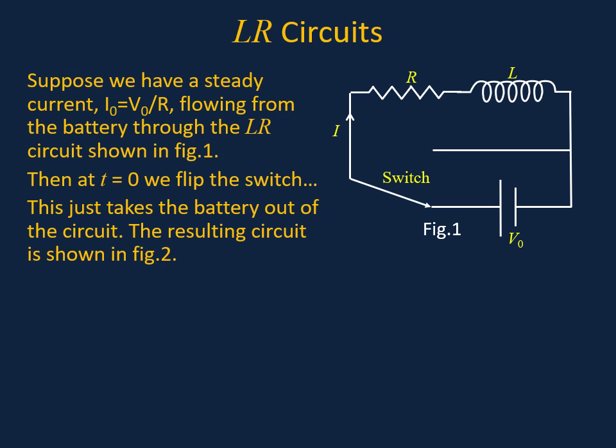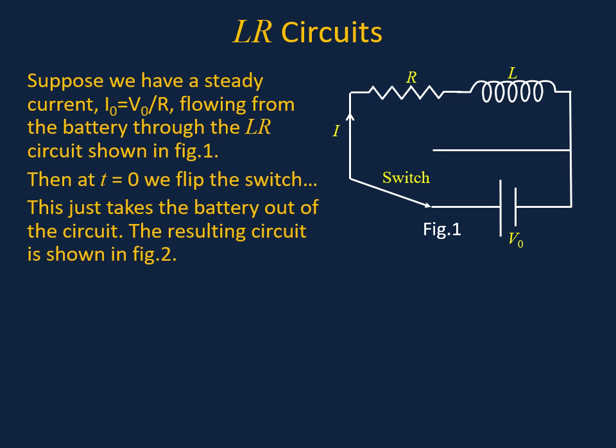This is a short presentation on the effect of inductors in a circuit. What we will consider is a very simple RL circuit. R and L are in series with a battery, and we have a steady current I sub 0, which is simply V0 divided by R, flowing from the battery through both the resistor and the inductor, as shown in figure 1. This is the steady state current.